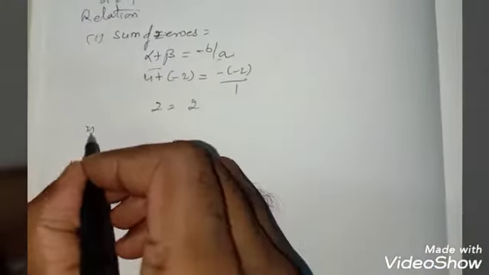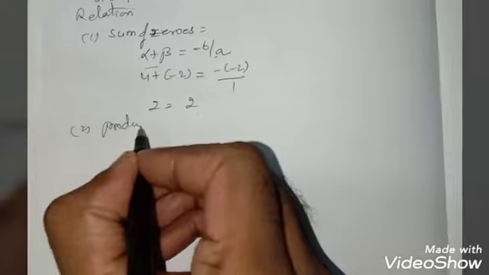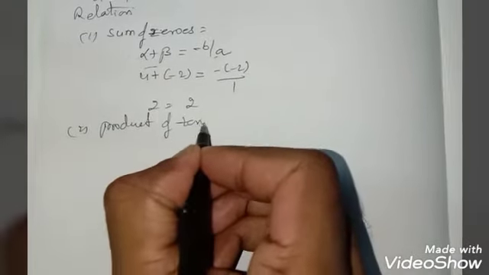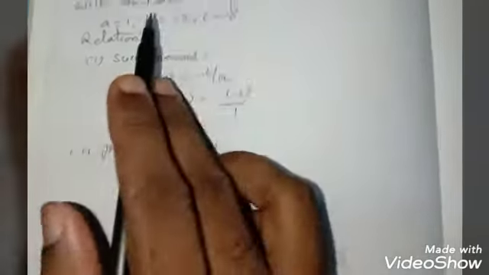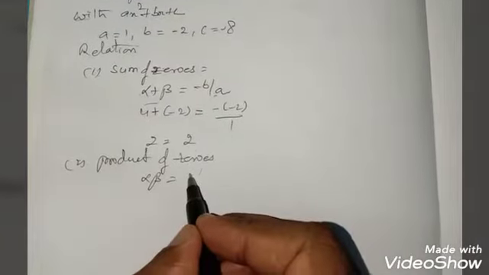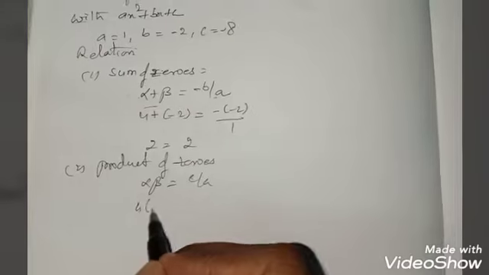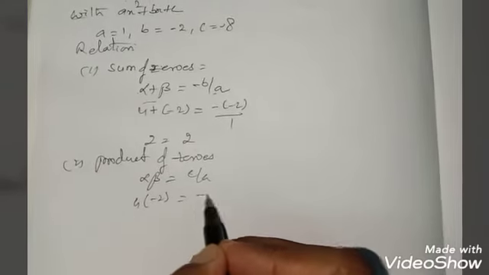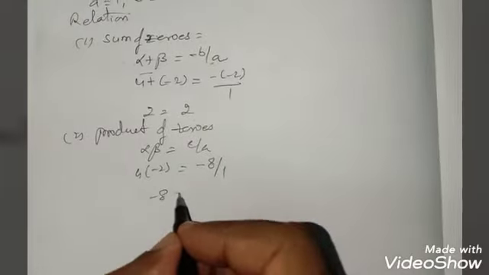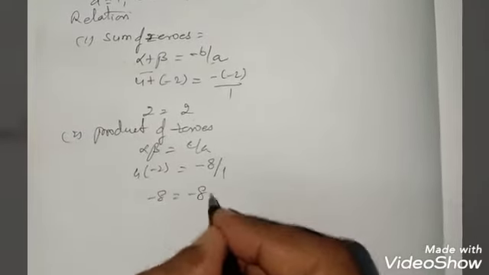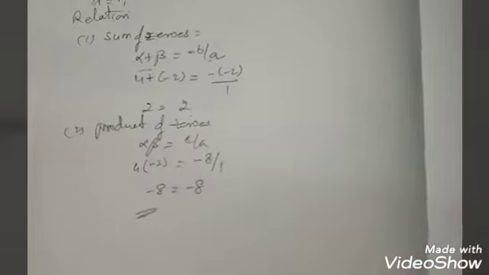So next, the second one is the product of zeros. The product of zeros is nothing but alpha into beta, that is c by a. Now alpha value is 4, so 4 into minus 2 is equal to the c value, minus 8, divided by 1. Now 4 2s are minus 8, and minus 8 by 1 is minus 8. So like this we are showing the relation.